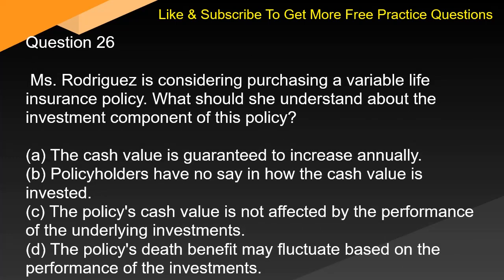Question 26. Ms. Rodriguez is considering purchasing a variable life insurance policy. What should she understand about the investment component of this policy? A. The cash value is guaranteed to increase annually. B. Policyholders have no say in how the cash value is invested. C. The policy's cash value is not affected by the performance of the underlying investments. D. The policy's death benefit may fluctuate based on the performance of the investments.